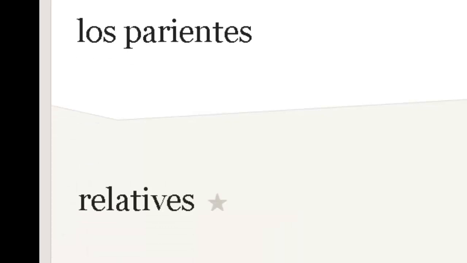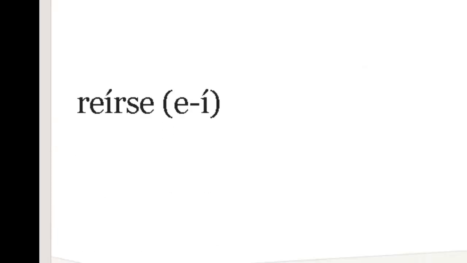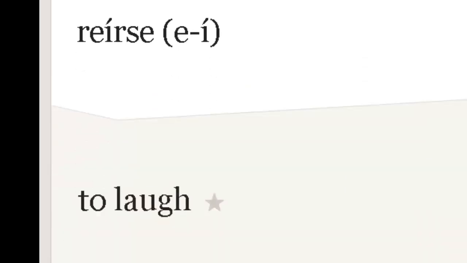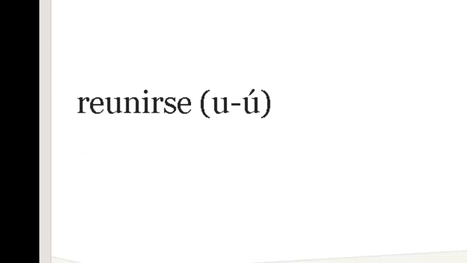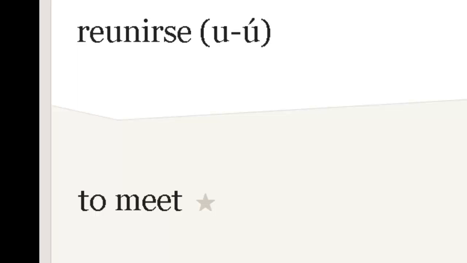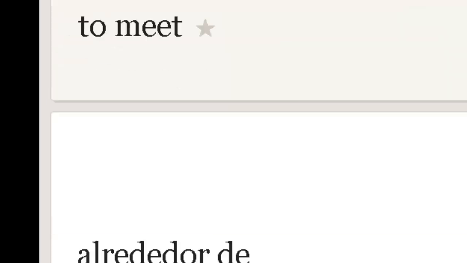Okay, parientes, not parents, relatives. How do you say parents? That would be padres. Parientes are relatives. Reírse. Reírse, to laugh. Me río, te ríes. It's another funny stem change we'll talk about. Repite, reunirse. Now we've had reunión for a meeting. This is the verb, so to reunite, to get together, to meet. Okay, it's not always a reunion, like a family reunion, but it could be to meet, to get together.